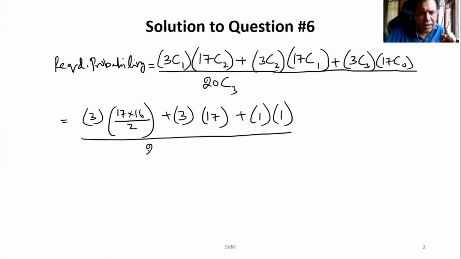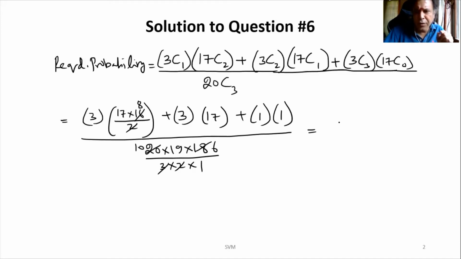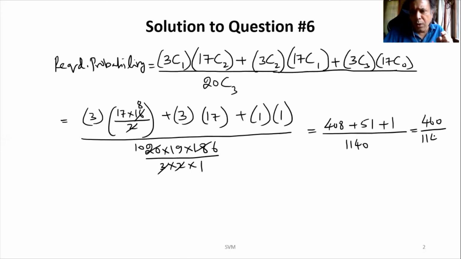The denominator is 20C3, which can be expanded as 20 into 19 into 18 divided by 3 factorial, 3 into 2 into 1. So this goes with this 8 times, this goes with this 10 times, this goes with this 6 times. If I evaluate, the first term will be 408, the second term is 51, the third term is 1, and the denominator will be 1140. So this can be written as 460 divided by 1140. I can divide numerator and denominator by 10, so you get 46 by 114. Further, if I divide both by 2, I will have 23 by 57. Is there an option like this? Yes, it is.